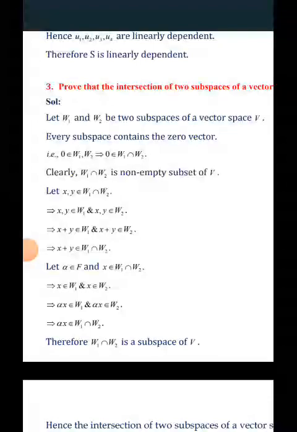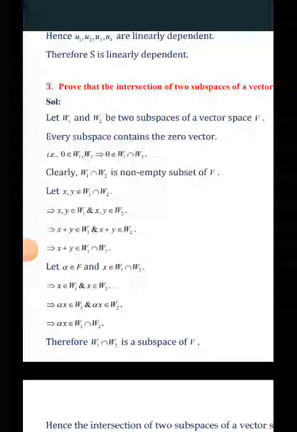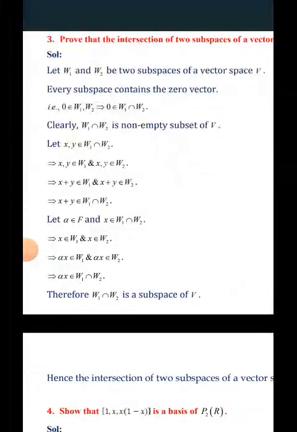Any non-empty subset of V that satisfies vector addition and scalar multiplication under the operations of V is called a subspace of V. This is the definition, or the condition, for a subspace. Here both conditions are satisfied. Therefore W1 intersection W2 is also a subspace of V. So finally we get that the intersection of any two subspaces is also a subspace of a vector space.